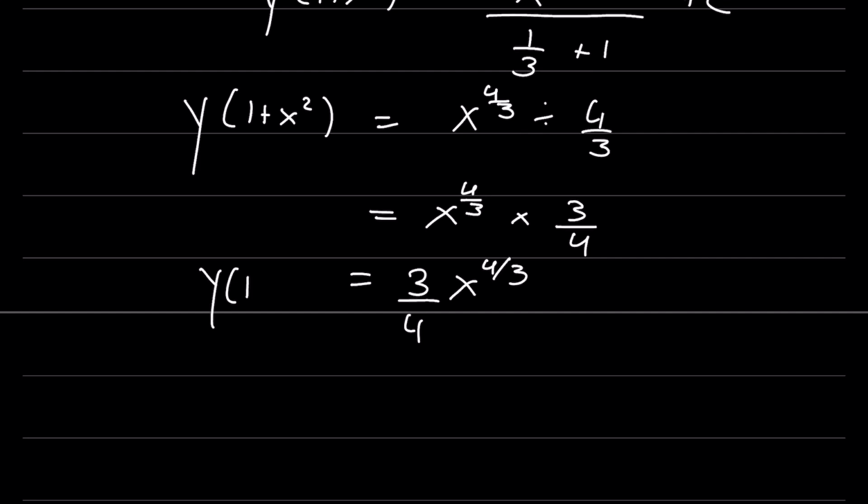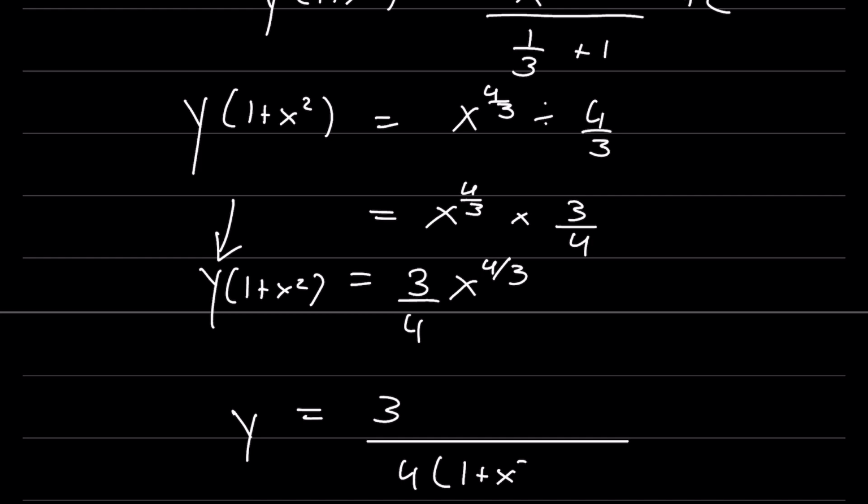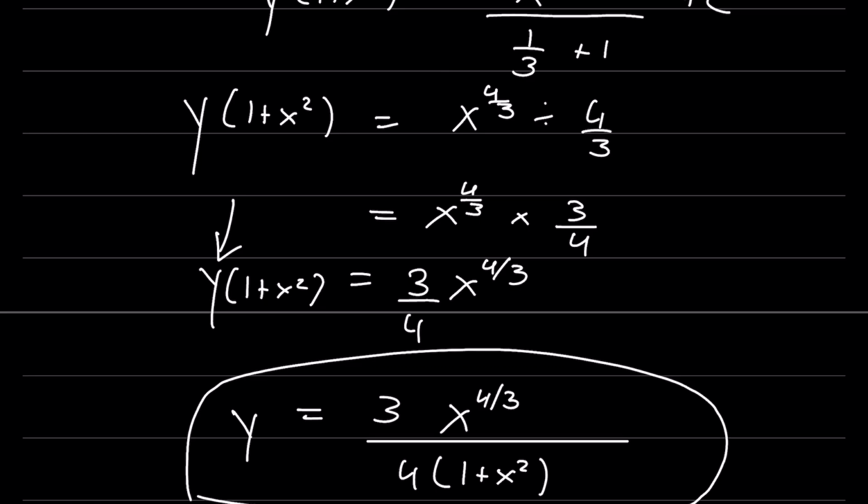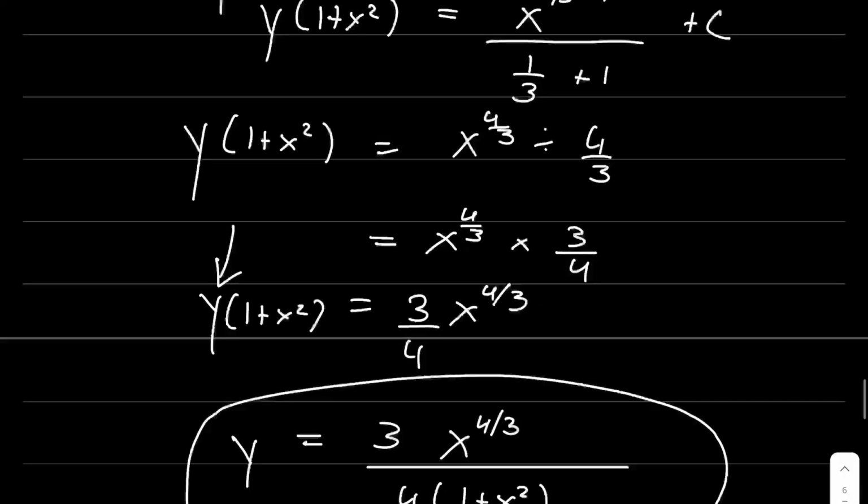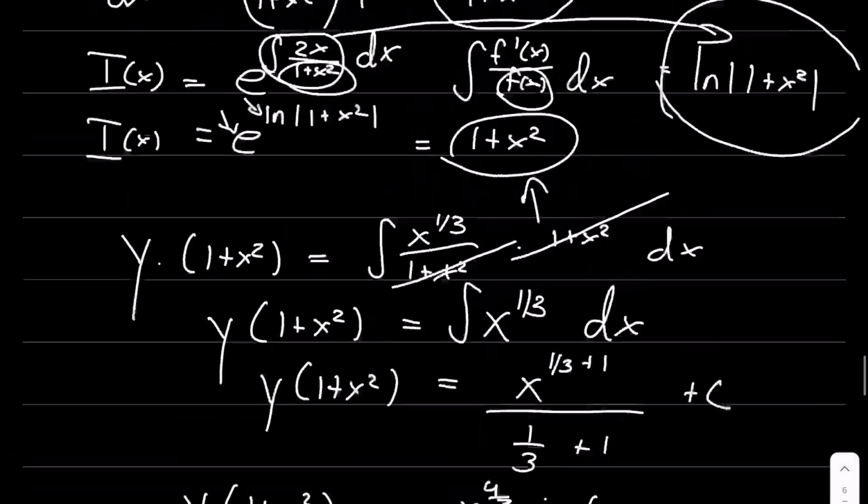And remember, this is what y times 1 plus x squared is, and when we're talking about the general solution, we just want to get y by itself. So we'll have y equal to 3 over 4 times x to the 4 over 3, over 1 plus x squared. And this will be our general solution, and this is for 2017. So that is how you would work that out. Oh my gosh, I'm lost. I forgot plus c over 1 plus x squared. Yeah, my bad, guys, I forgot the c. But this is how you would work that question out.